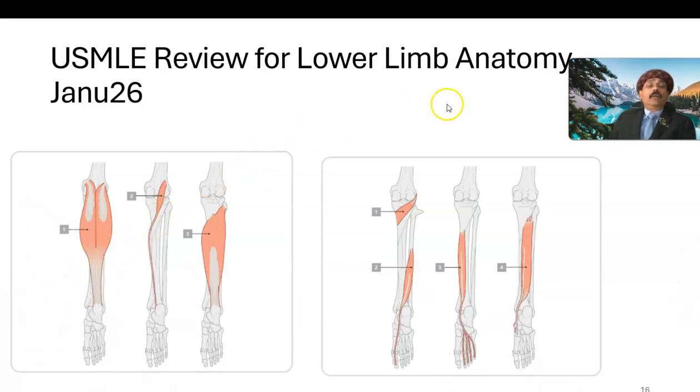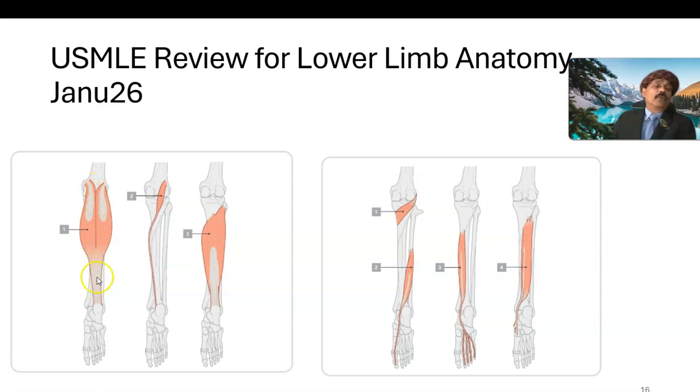Here, at the back of the leg, we have a very important muscle, the gastrocnemius. Look, they are taking origin from the femur, upper attachment. That is the upper origin, from the condyle of the femur. So they flex the knee joint.